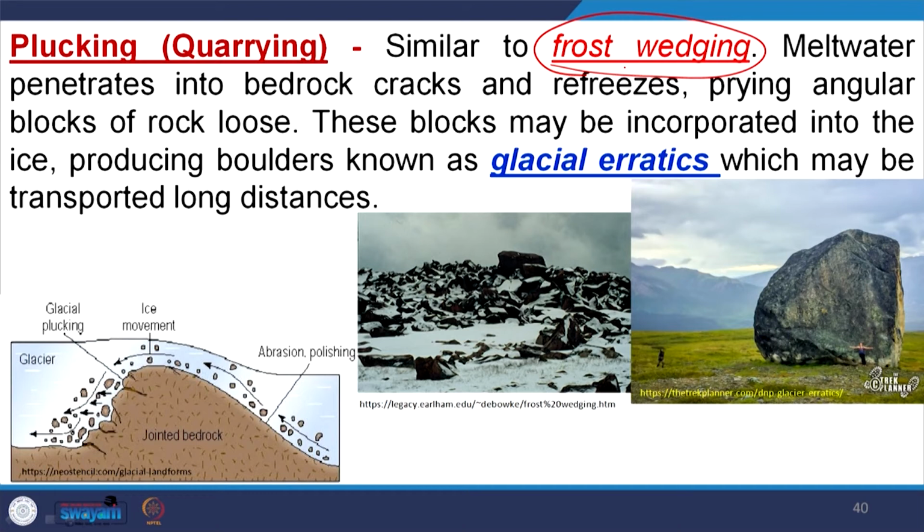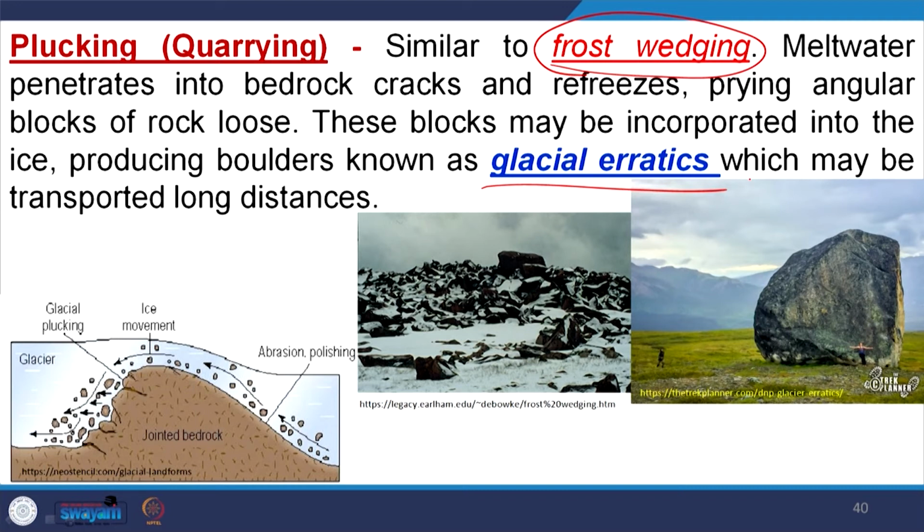These blocks may be incorporated into the ice, producing boulders known as glacial erratics, which may be transported long distances. A glacial erratic is a very peculiar type of rock, which is not related to any rock in the surroundings. So, these are foreign rock particles. It can be transported up to hundreds of kilometers.